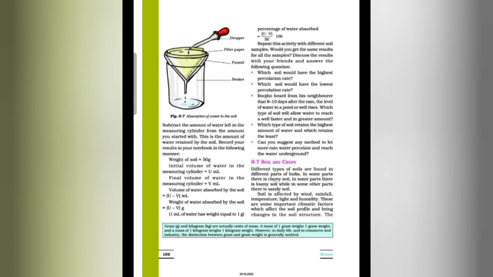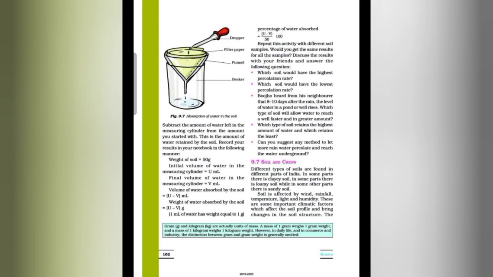Now we'll take another topic, that is soil and crops. Different types of soil are found in different parts of India. In some parts there is clay soil, in some parts there is loamy soil, while in some other parts there is sandy soil. Soil is affected by wind, rainfall, temperature, light and humidity. These are some important climatic factors which affect the soil profile and bring changes in the soil structure.